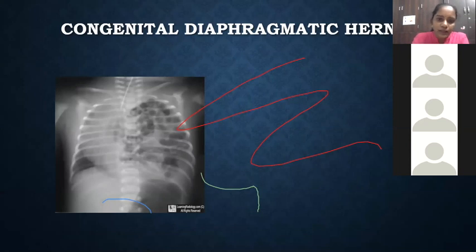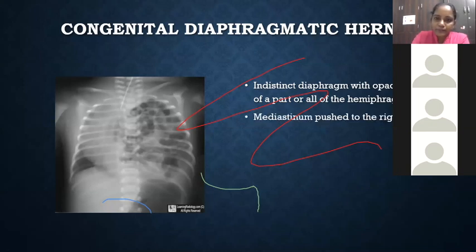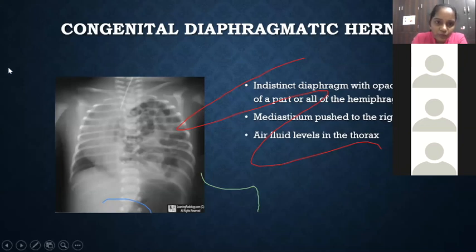So this is a pediatric picture where we can see the abdomen also. This is a picture of a congenital diaphragmatic hernia. There is an indistinct diaphragm with all the bowel in the hemithorax. So there may be air fluid levels in the hemithorax, which may indicate multiple bowel loops in the thorax. So the mediastinum might be pushed. We can also see the intubated patient.